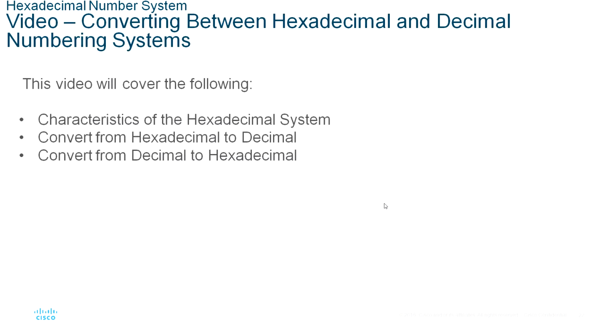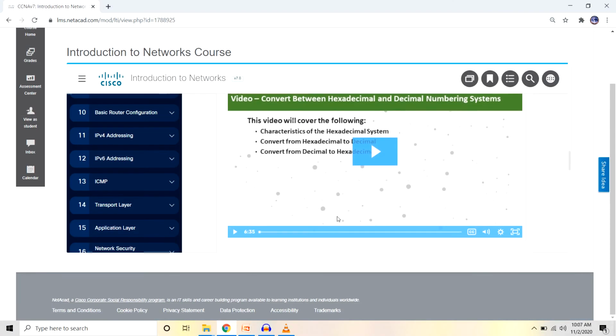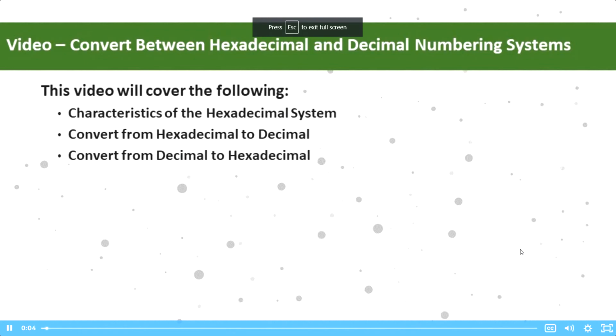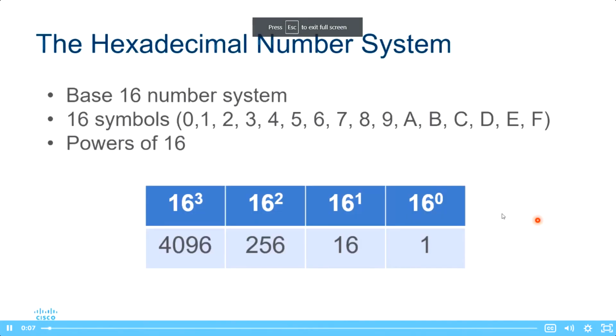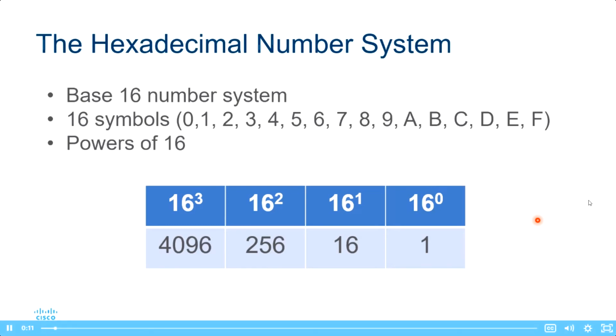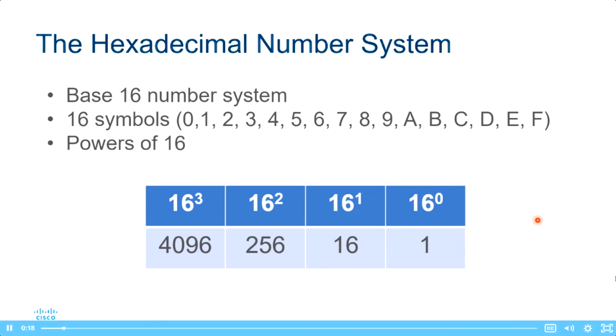Now you can see the video converting between hexadecimal and decimal numbering systems. Next one, hexadecimal. Hexadecimal, or hex for short, is a base 16 number system. It uses 16 symbols, the numbers 0 to 9, as well as the letters A to F. It is based on powers of 16.